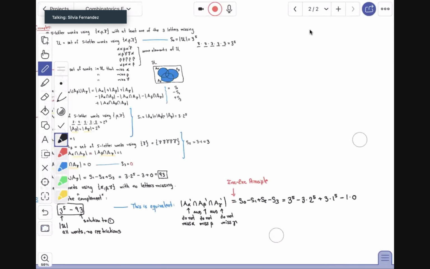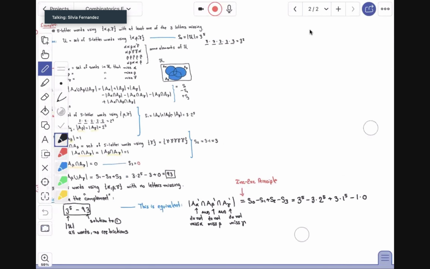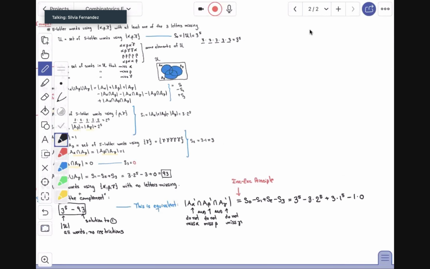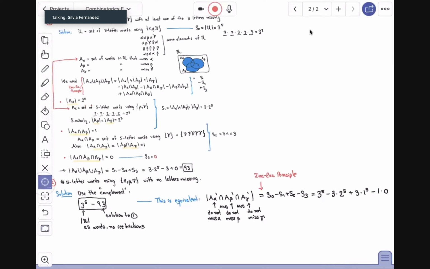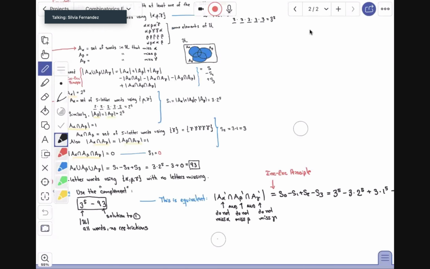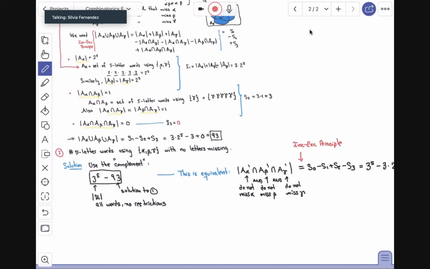So that's what we did earlier, but I put it together. Imagine that you didn't have the previous problem. How would you solve this problem? And the way that you solve it is you create your sets. The thing is that I don't know how to count this directly, with no letters missing, but I do know how to count the total number of words with no restrictions.